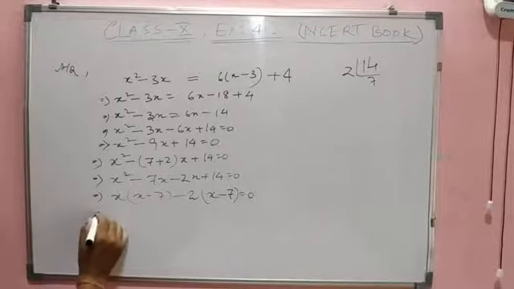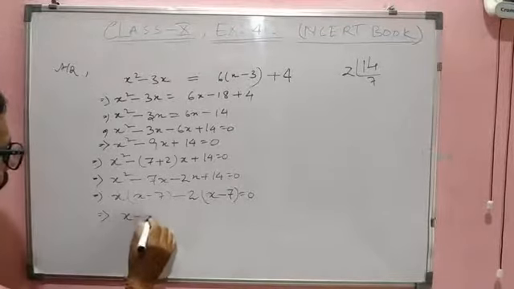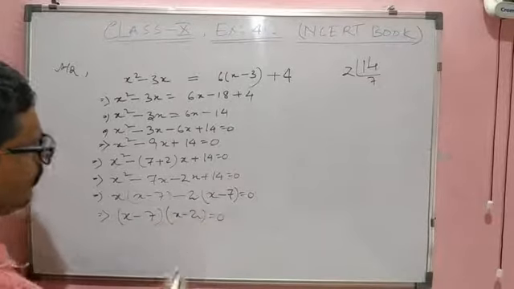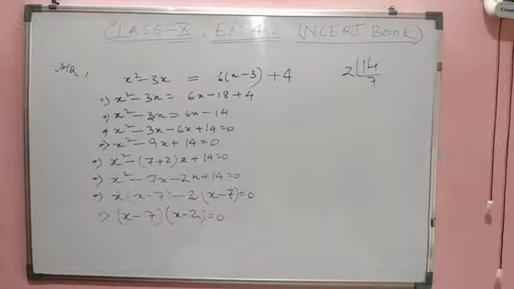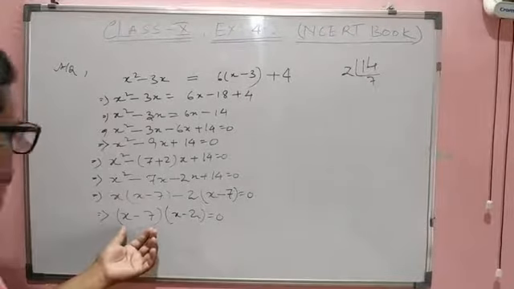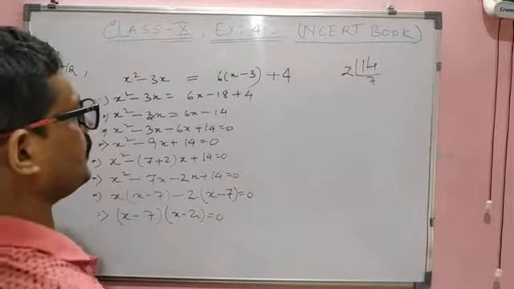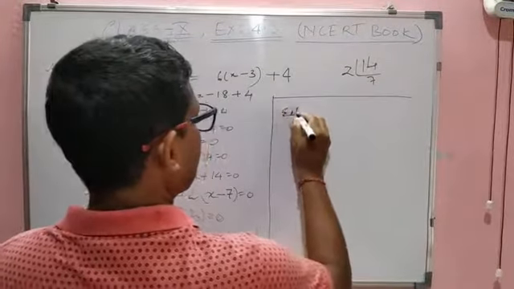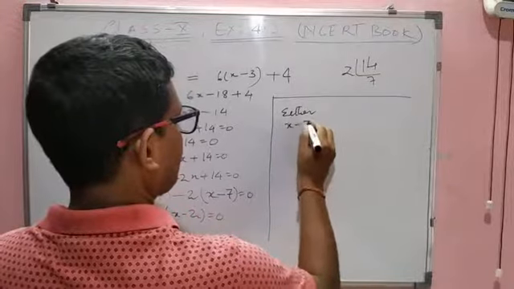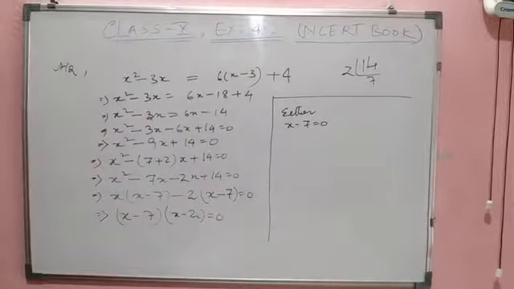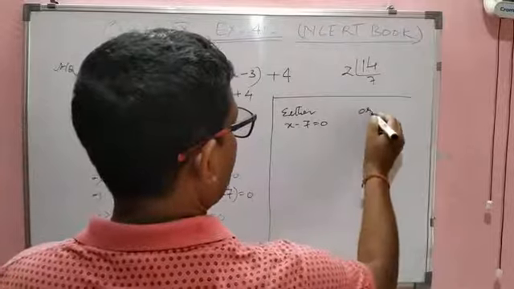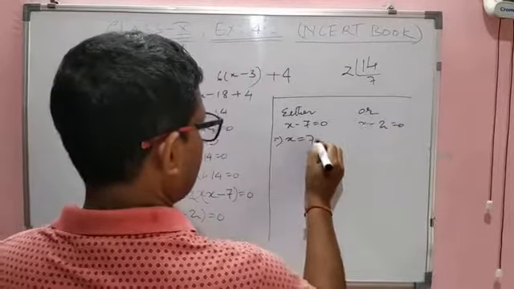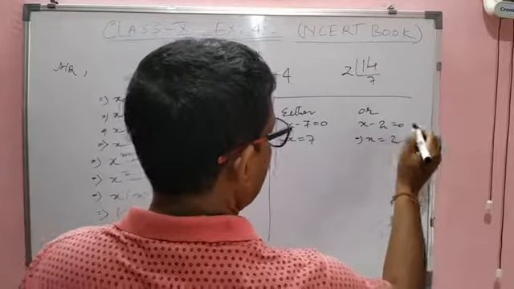This implies that (x minus 7) times (x minus 2) equals 0. So this into this equals 0, so we can say that either x minus 7 equals 0 or x minus 2 equals 0. This implies that x equals 7 or x equals 2.